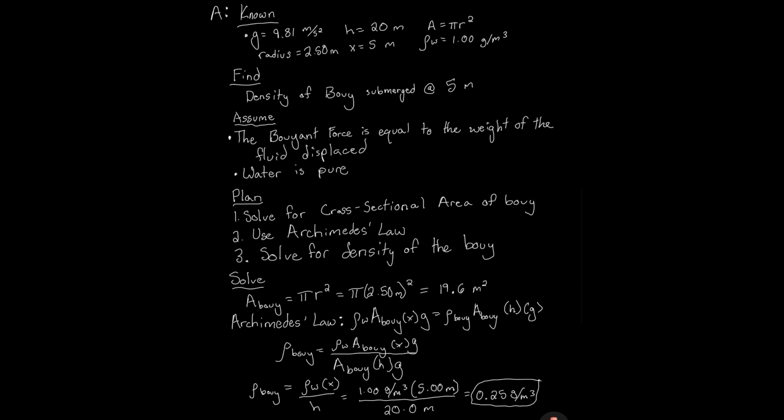Then the density of the buoy can be rearranged so that it is equivalent to just the density of water times the depth submerged over the height of the buoy, due to the cross-sectional area crossing out and the gravity crossing out. We get 1 gram per meter cubed times 5 meters over 20 meters, which equates to 0.25 grams per meter cubed for the density of the buoy.